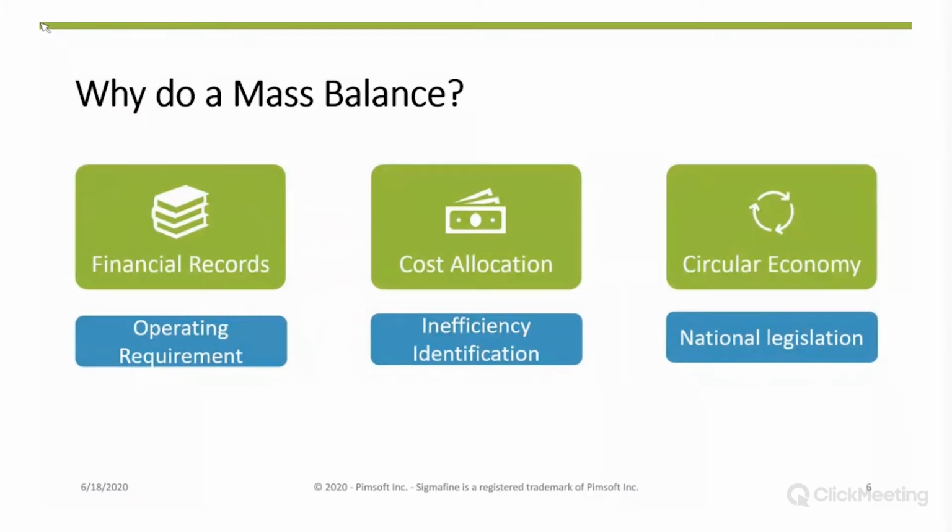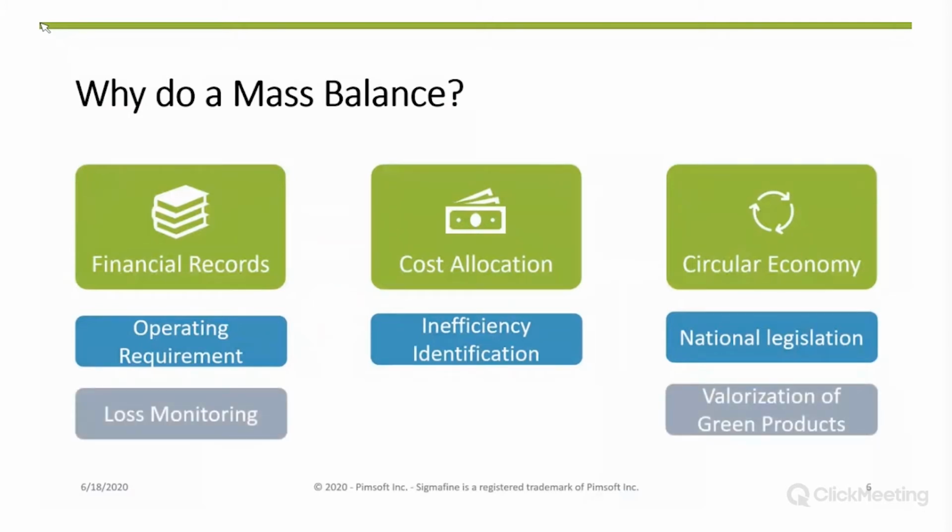Inefficiency identification is why you do cost allocation. You want to know which assets are performing, underperforming, which product lines are costing too much. Should you continue? Should you change suppliers? And this is how you run your business, always optimizing cost at every level, from supplier to asset to technology to raw materials. And at the moment, let's say circular economy is at the national legislation level.